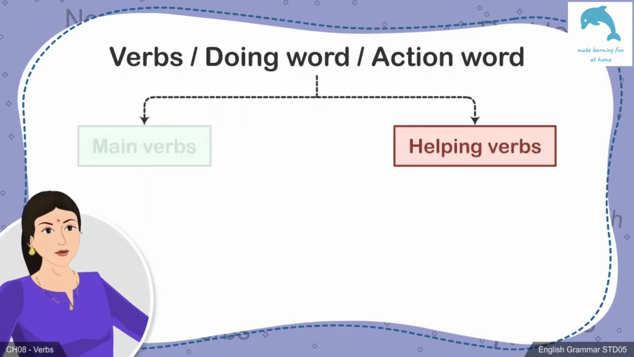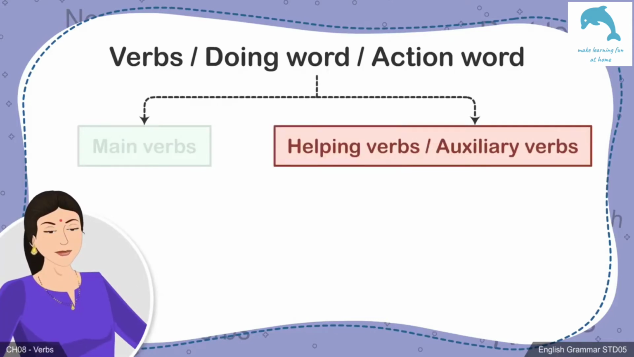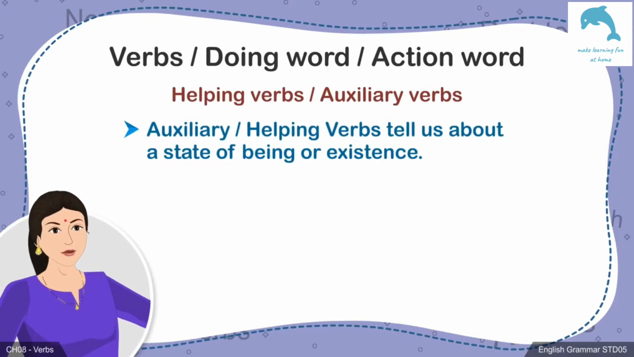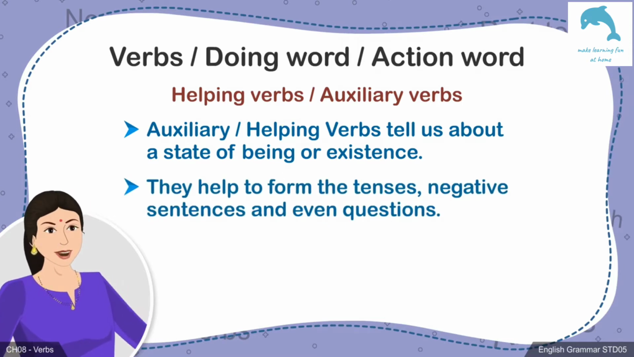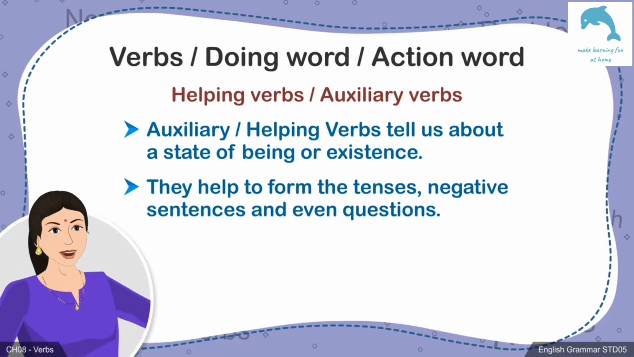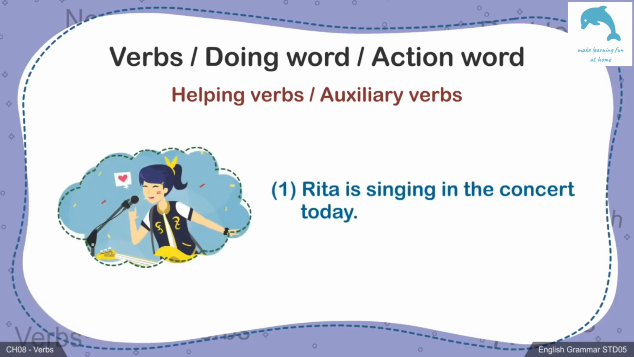The second category of verbs, that is helping verbs, are also called auxiliary verbs. Auxiliary or helping verbs tell us about a state of being or existence. They help to form the tenses, negative sentences, and even questions. Let's consider a few examples to understand this concept. 1. Rita is singing in the concert today.